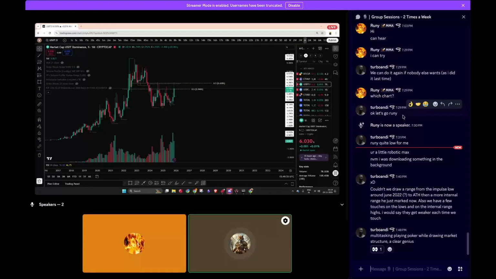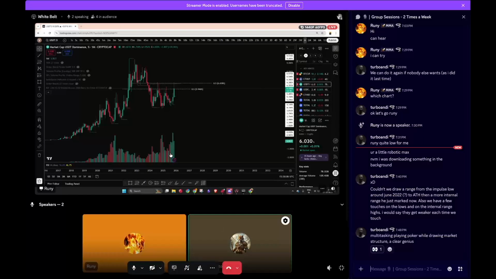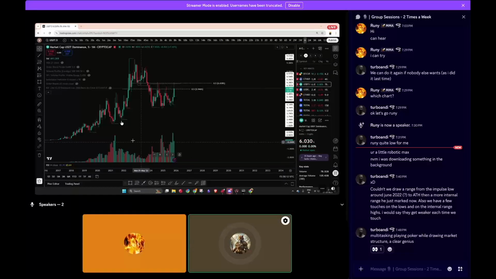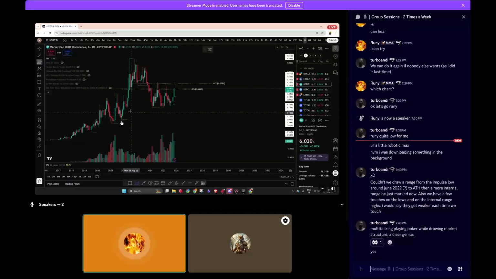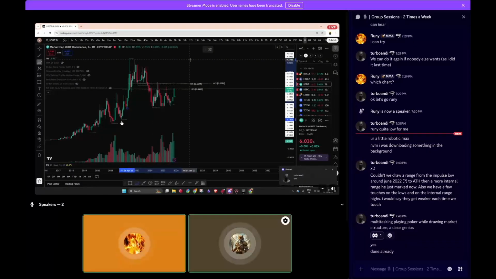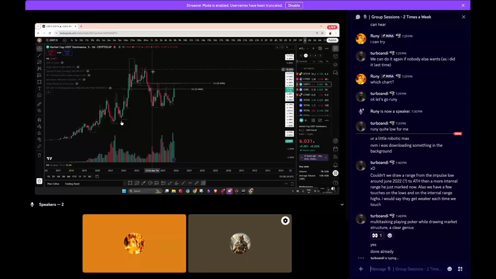Couldn't we draw a range from the impulse low around June 22 to the all-time high, then a more internal range, also if you touched in the lows? I'm not quite sure what you mean. So draw from the June low in 2022 to the all-time high, a more internal range. He just marked now the one he did already, right? I think he's talking about this low to this, which sort of coincides with the down move also. It's interesting, right? This move kind of coincides with the other side. Okay.